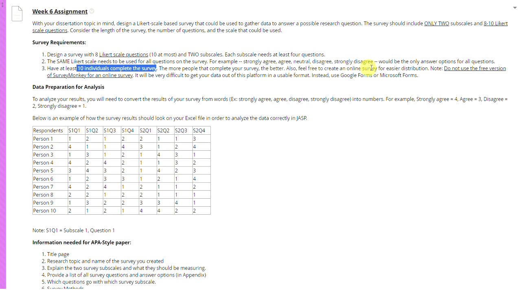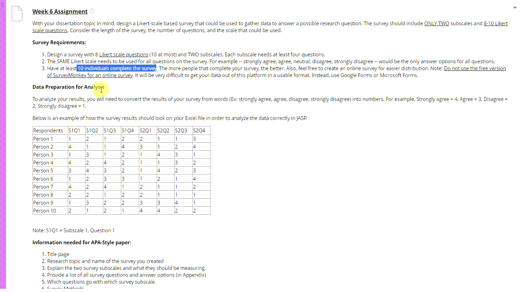Also feel free to create an online survey for easier distribution, yet note, do not use the free version of SurveyMonkey. It will be very difficult to get your data out of this platform in a usable format. I unfortunately have to work with students each term who use that free version, so please just don't use the free version. Instead, just use Google Forms or Microsoft Forms. Both are free, and with Microsoft Forms, you already have access through your University of Cumberland's account.